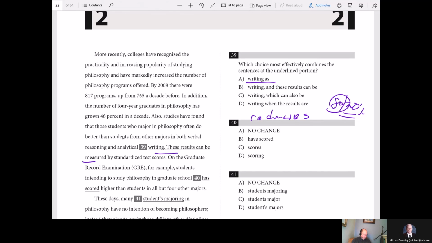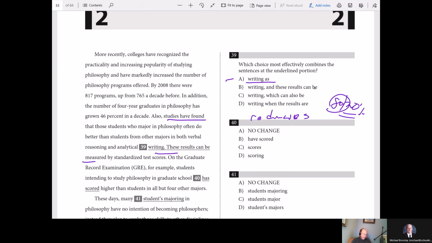That certainly works, right? So, both studies have found that students who major in philosophy often do better than students from other majors in both verbal reasoning and analytical writing as measured. Oh, so studies have found. So this is telling me how the studies measured it. I think A is going to be right, but let's test the others.